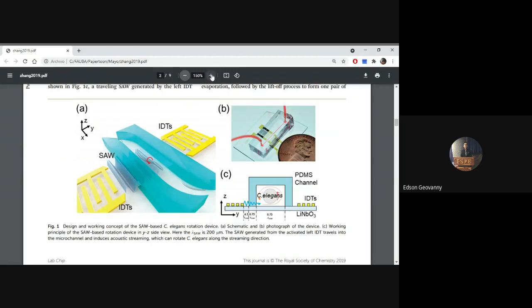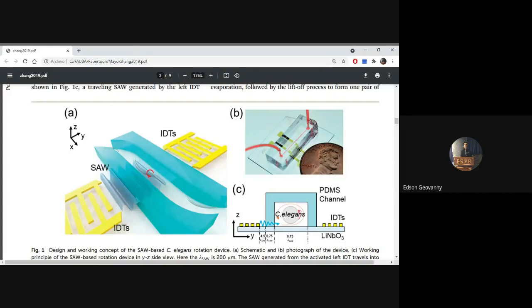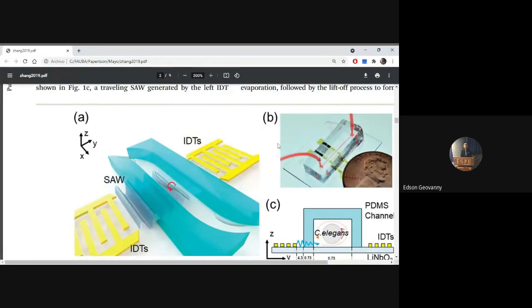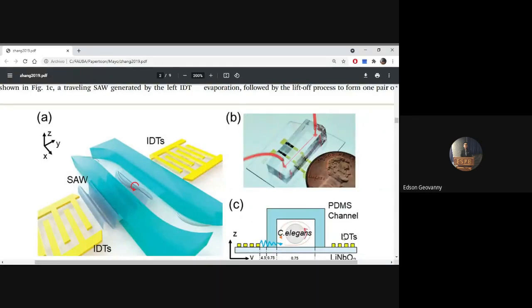In this part, figure 1A, the chip consists of a single layer PDMS microfluidic channel with one input and one output. Interdigital transducers, IDT, fabricated on lithium niobate, can be loaded and unloaded. In figure 1B, the IDT is connected to a radio frequency signal, which then propagates to the PDMS channel and induces an acoustic transmission inside. In turn, a vortex is developed inside the PDMS microchannel, which is used to rotate the C. elegans in a certain direction.